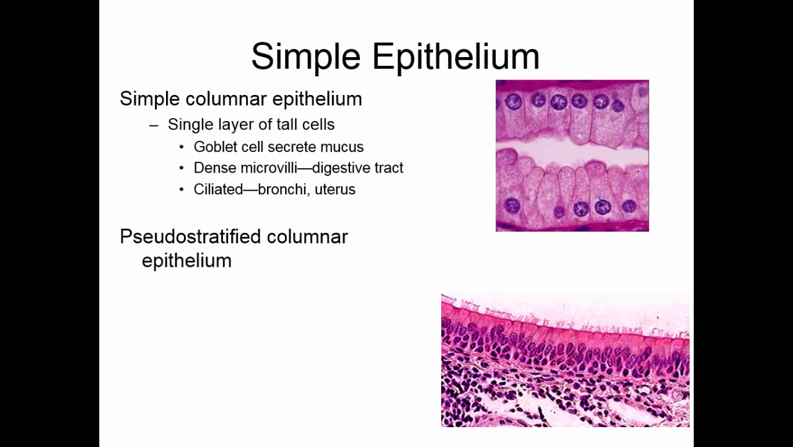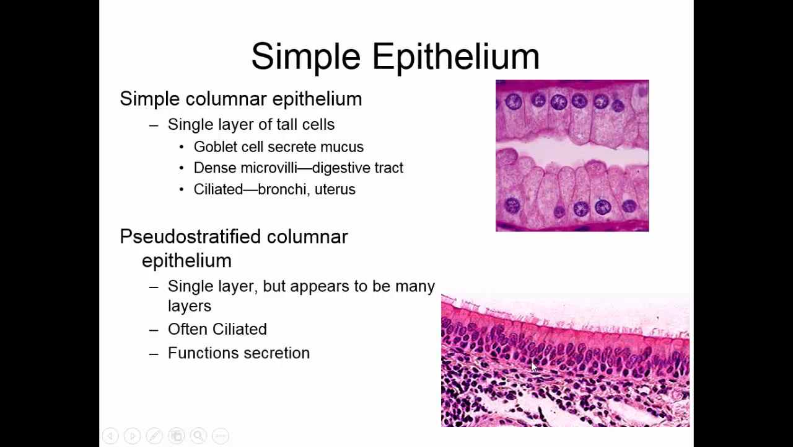Pseudostratified columnar epithelium is really a single layer of cells. It just appears as though it's multiple layers because the nuclei are all at different levels. What makes this a simple layer is every cell has one apical surface and it goes all the way to the basement membrane. Often these cells are ciliated and they may also function in secretion, particularly mucus.